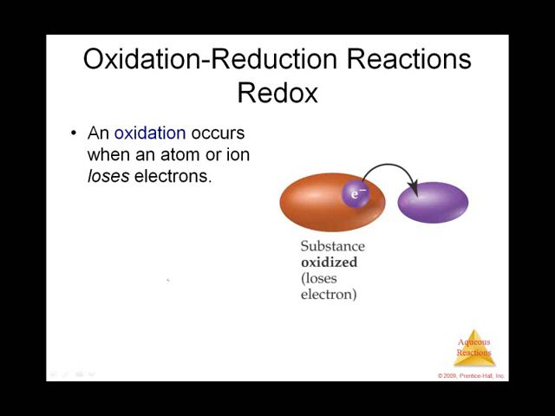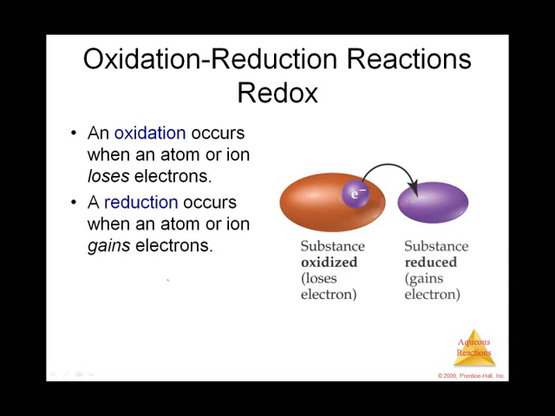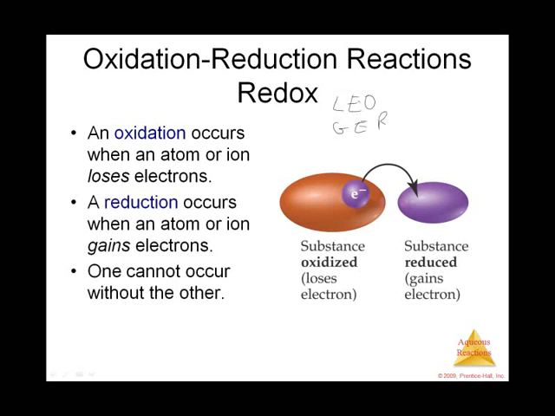Okay, we're going to touch a little bit on oxidation reduction reactions. We're going to do more with this later. But an oxidation occurs when an ion loses electrons, and a reduction occurs when an atom or ion gains electrons. So remember, LEO the lion says GER. Loss of electrons is oxidation. Gain of electrons is reduction. They always occur together. If one substance is oxidized because it's losing electrons, it's given its electrons to somebody else who's going to be reduced. So you've always got to have one with the other.